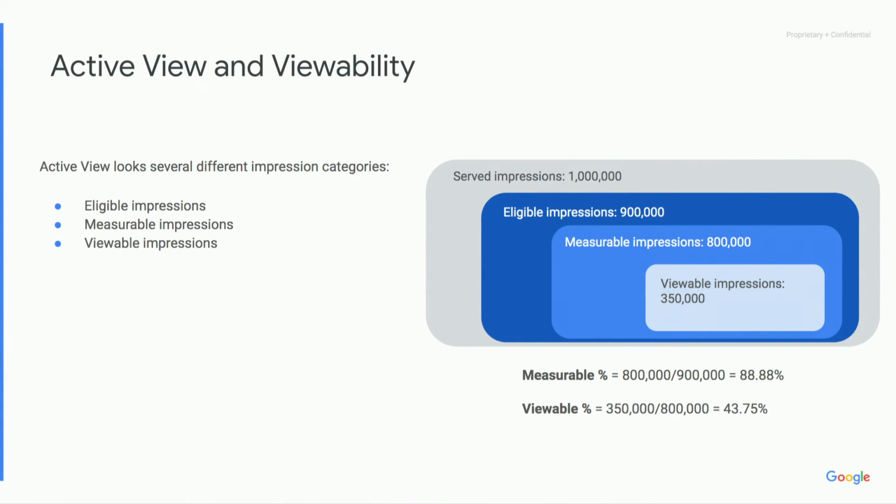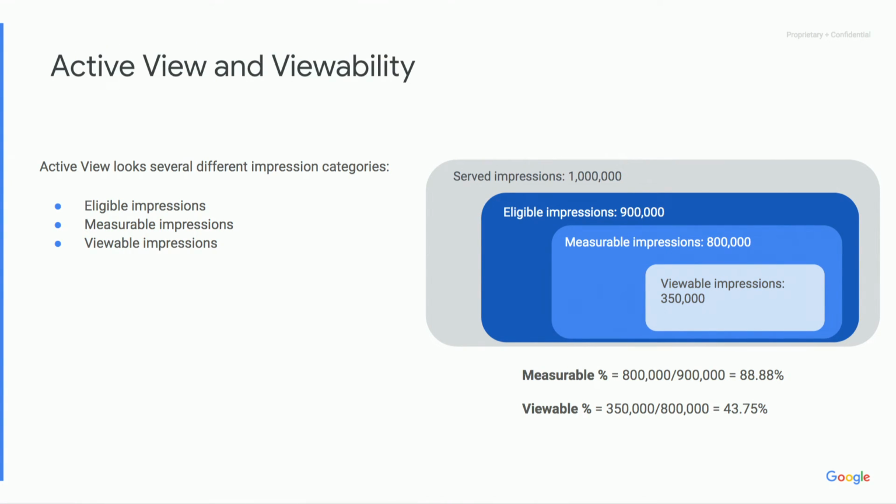So in this example, out of all of our 1 million served impressions, 90K are eligible, 80K are measurable, and 350K are viewable. So what does this mean? To calculate your measurable percentage, look at the number of measurable impressions compared to the number of eligible impressions. When we divide the two, we find that our measurable percentage is 88.88%. So this means that Active View is able to evaluate about 89% of your inventory.